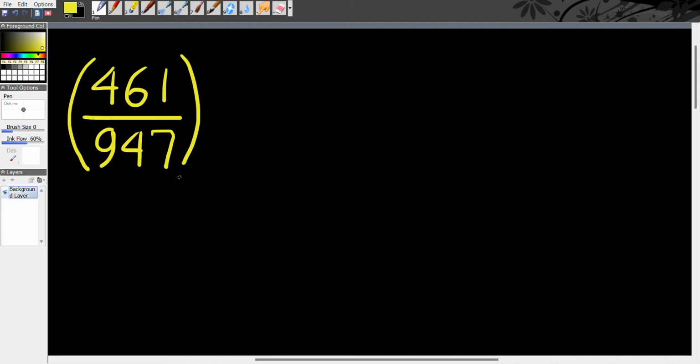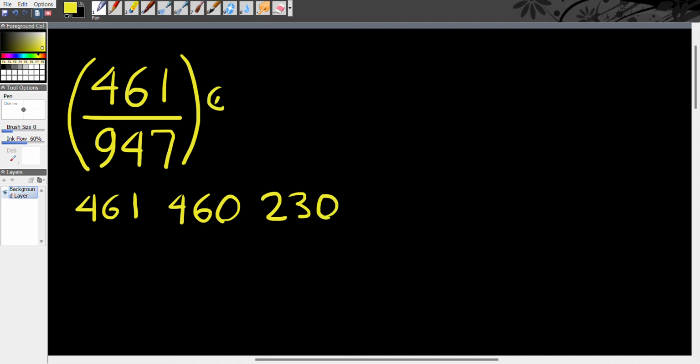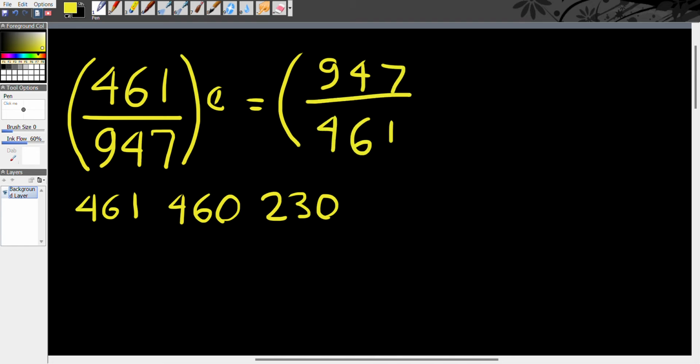All right. So what do we do with 461 over 947? We take 461, we take 1 from it, and we divide it. And so that happens to be even. It means that we can flip the Legendre symbol, without incurring a negative 1 factor.